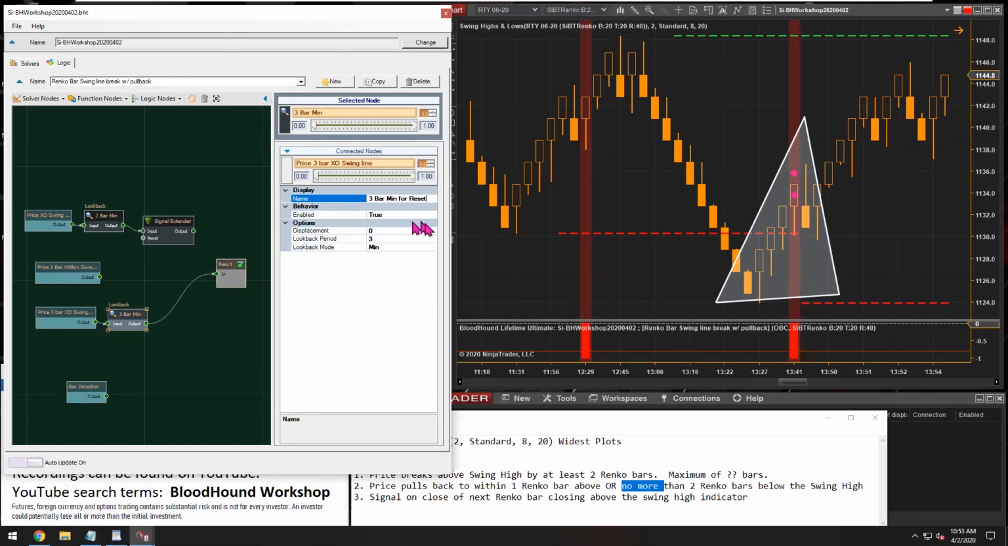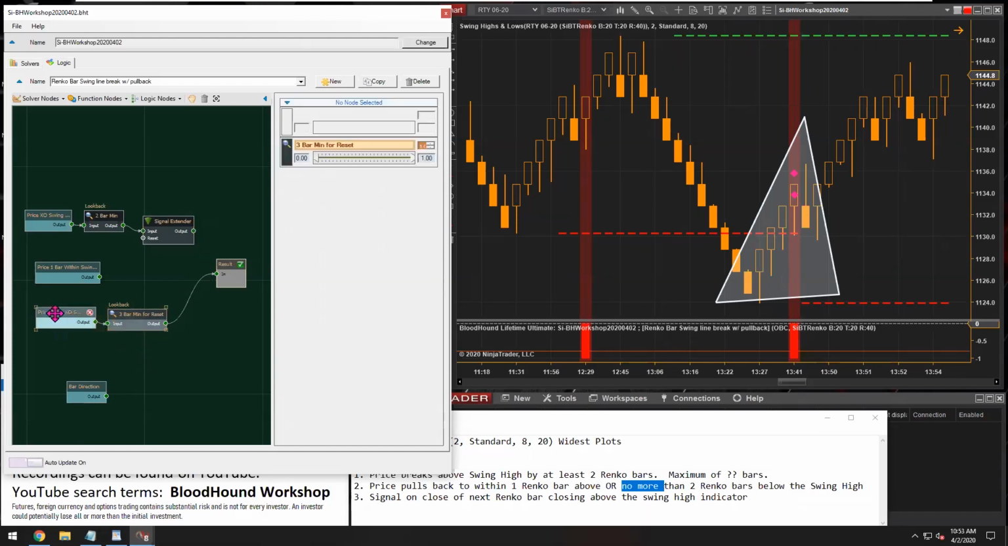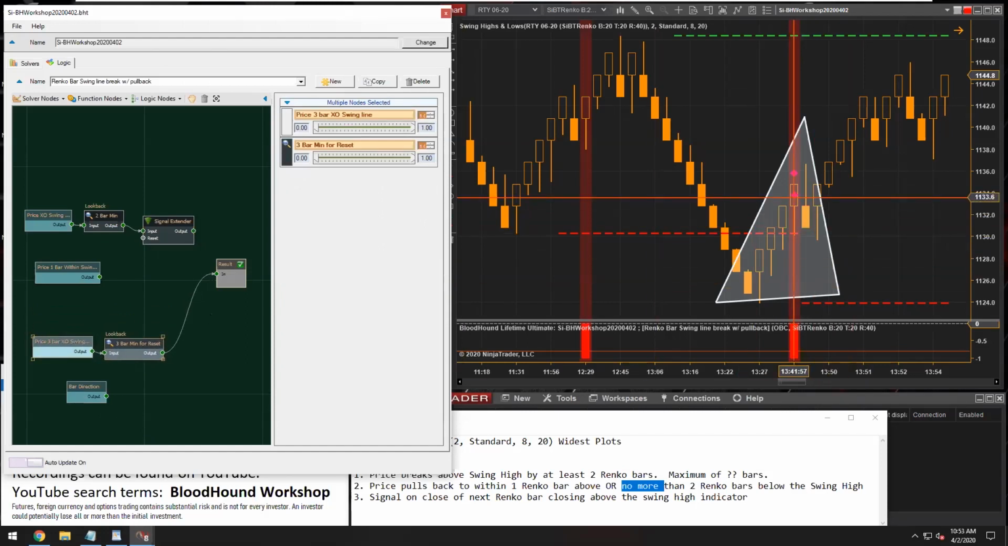And just for good measure, I'm also going to include a reset. So basically, this signal is going to be used as a reset to invalidate the setup, right? Invalidate it.